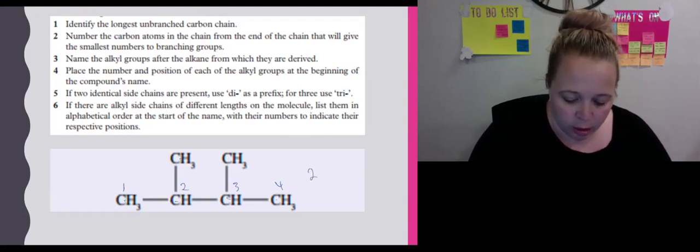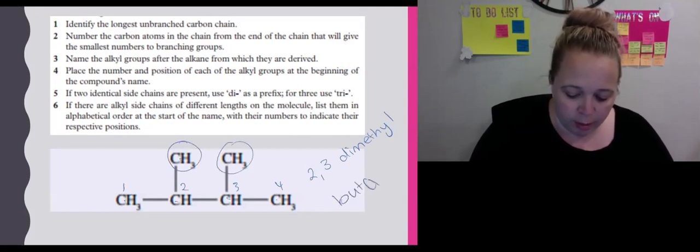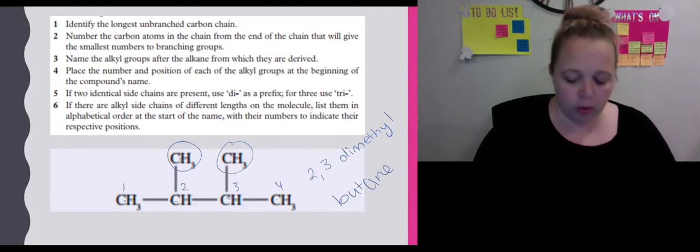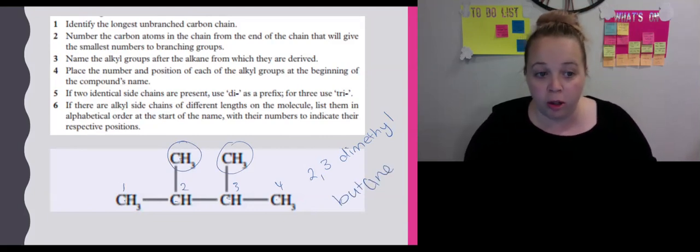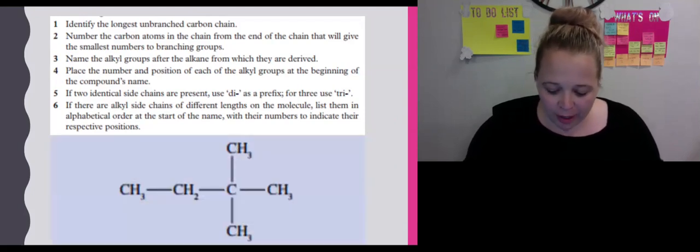We're going to call this 2, 2-dimethyl, because there are 2 methyl groups. So this is one methyl group, this is another methyl group. Butane, because my longest chain has got 4 carbons in it. And they're all single bonds, so it's an ane. So it's good little puzzles, these ones. Let's have a look at this one.